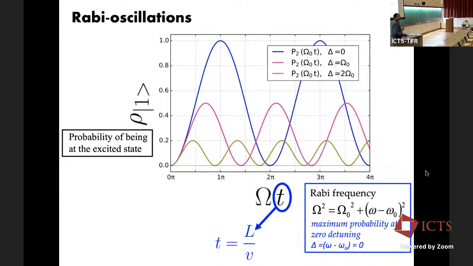That means my interaction length is the length of this table, right? So that is L, and V is the velocity of the atom. So the interaction time will be basically L by V. That is how long the atom is staying within this laser field. Well, I'm many times saying laser, but it could be laser or microwave, whatever. So these are these two things, okay?